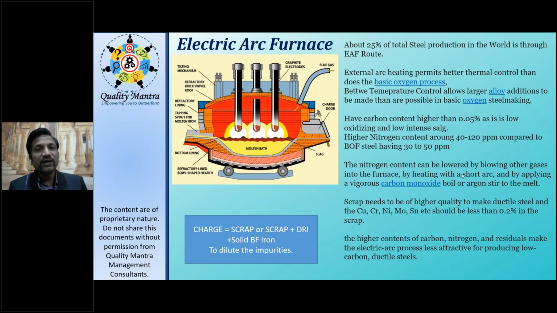There are mills which are entirely using scrap only, not anything else. Or it can be scrap plus DRI, that is directly reduced iron, or DRI plus solid BF iron. What is that BF iron? I had shown you, blast furnace iron. Or another thing is pellet. No, it is blast furnace iron, but in the solid state.